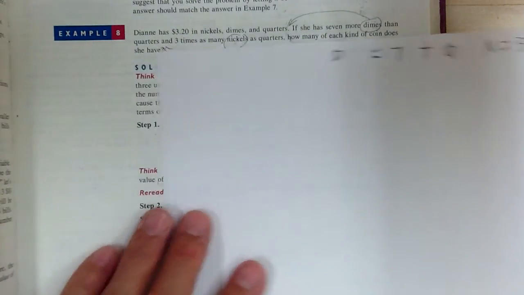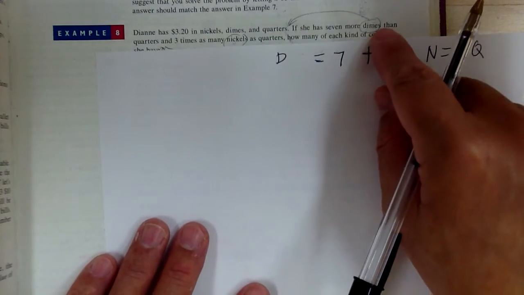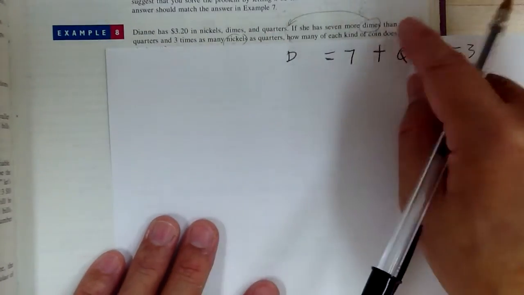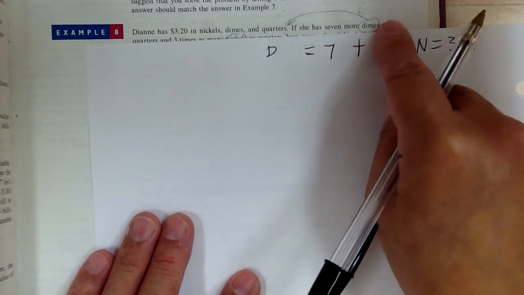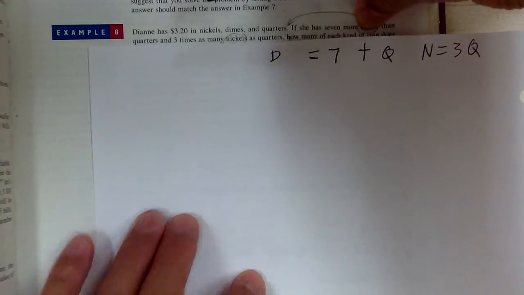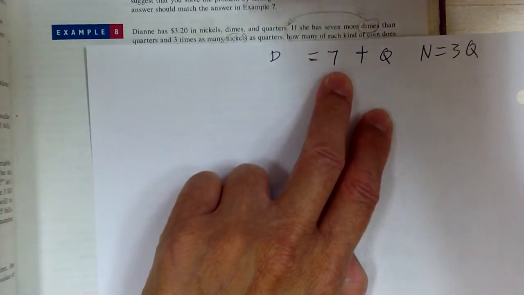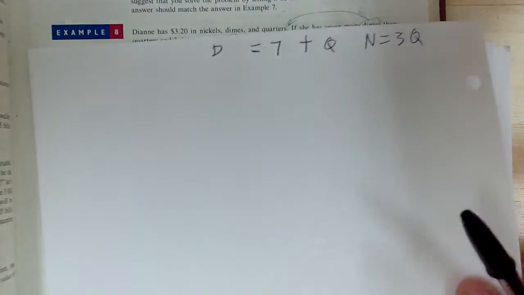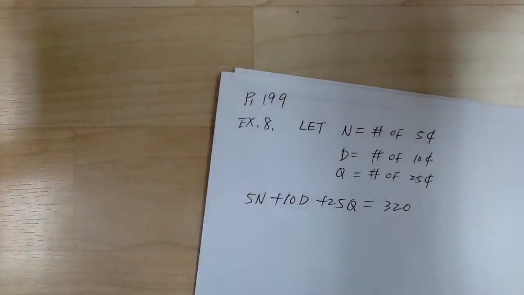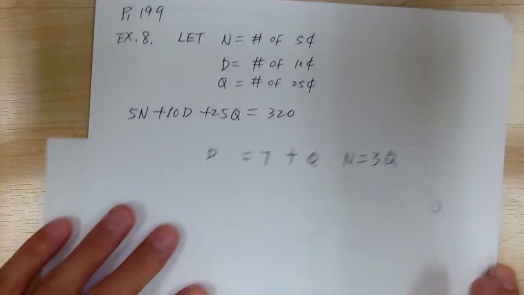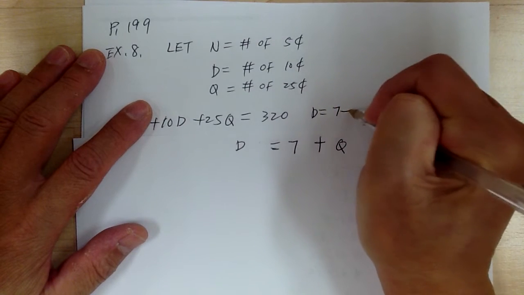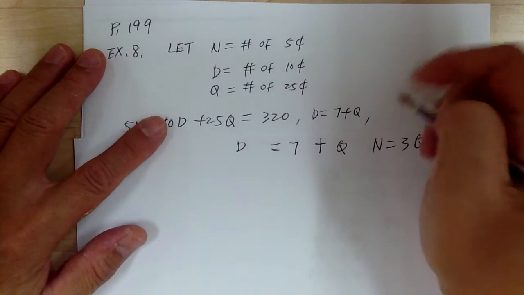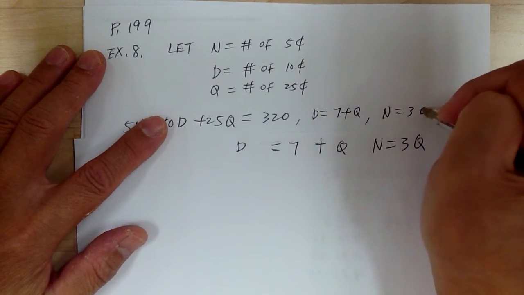So again, let's go back and review this one here. When you have 2 items, move the first item to the beginning. So when you move, it becomes D is 7 more than, remember the time got moved already, more than quarters. So that's how you translate. So now let's go back to the problem over here. Those are 2 more equations that you get. So you're going to get D equal to 7 plus Q and N equal to 3Q.